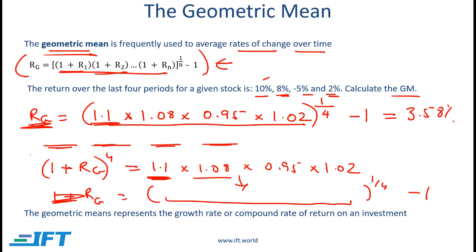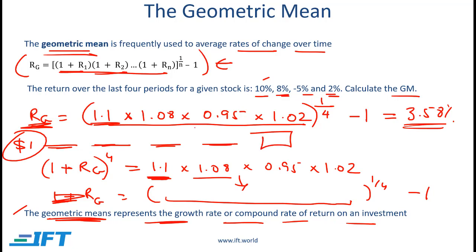And you notice, given this explanation, the last statement will make a lot of sense. The geometric mean, which in our case is 3.58%, represents the growth rate or the compound rate of growth on an investment. What we are saying is $1 over here grows to a certain amount based on these 4 returns. 3.58% is the average growth rate during these periods. So this represents the growth rate or the compound rate of return for our investment.